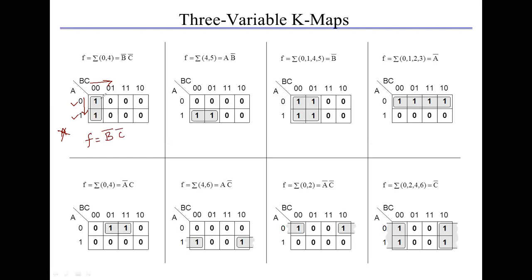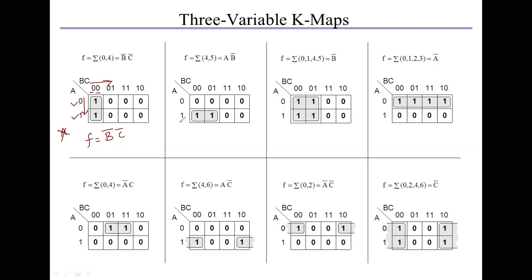Why we have written B bar and C bar? Because both are 0 over here. In SOP, we are writing it as a complemented variable. Second case, we see the pair at this point. It is occupying the first and second column and second row. So we have to see the x and y coordinate for this.